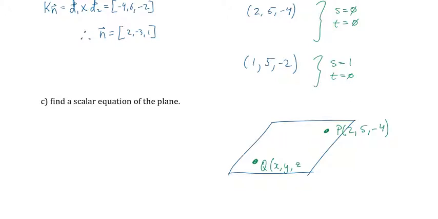Then what I can do is come up with a vector from P to Q, and I'm going to call it a direction vector that's parallel to the plane, because both those points are in the plane, so the vector between them will be parallel to the plane. Does that make sense? That's an important idea.